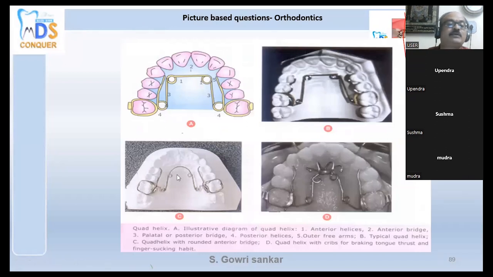No, it is not a kind of rapid maxillary expansion. It is a slow maxillary expansion. That too limited only to the mixed dentition period. Slow maxillary expansion limited to the mixed dentition period.